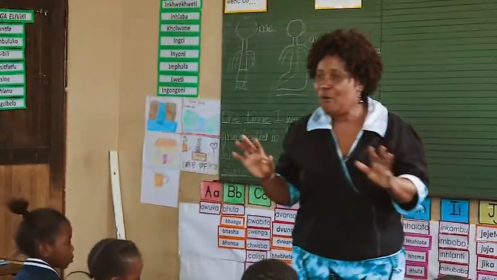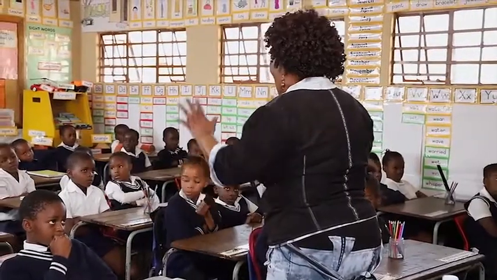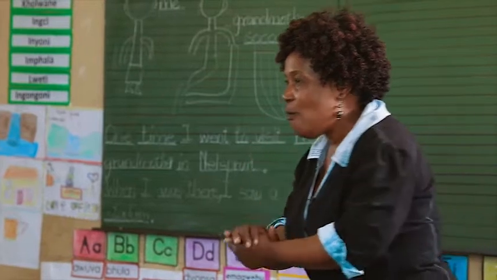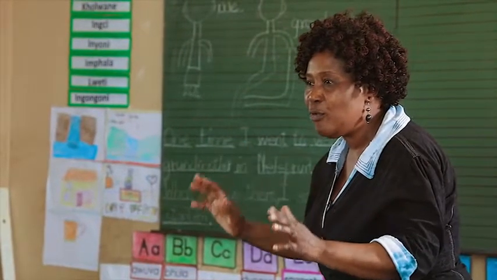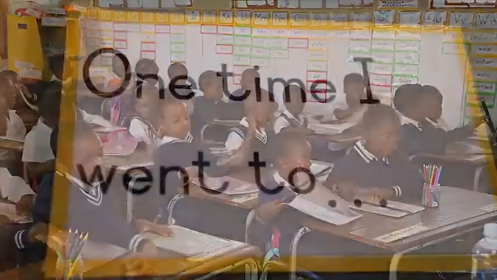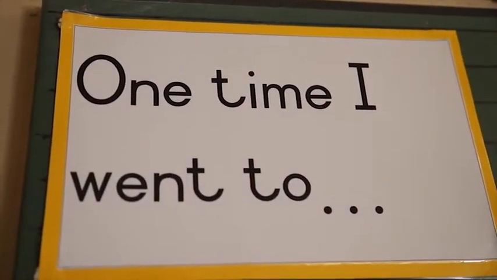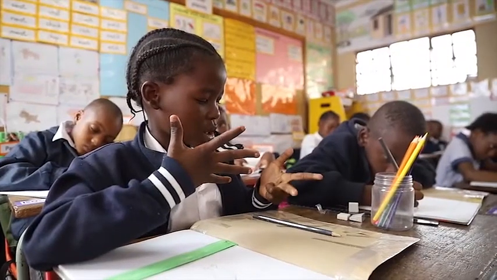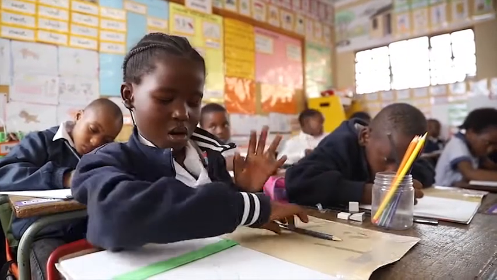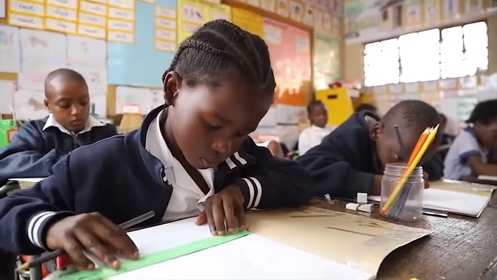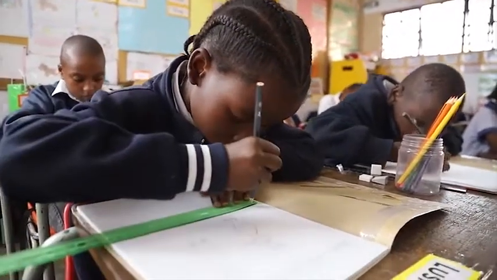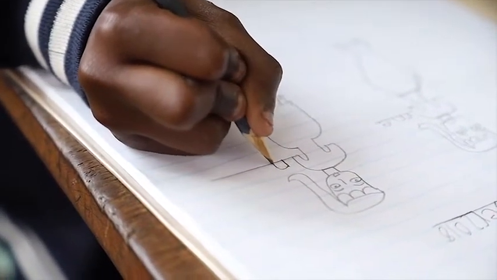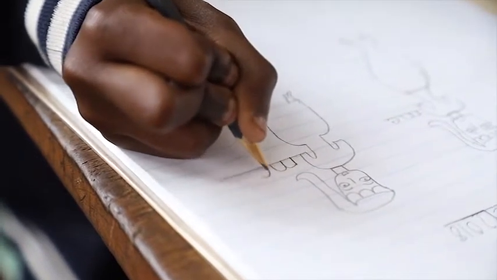So now we are going to do our own work in your books. Okay, now I want you to open your books. Remember, you think before you write, then you count the number of words that you are going to write. You must draw the lines for each and every word. After that, then you write what you think.